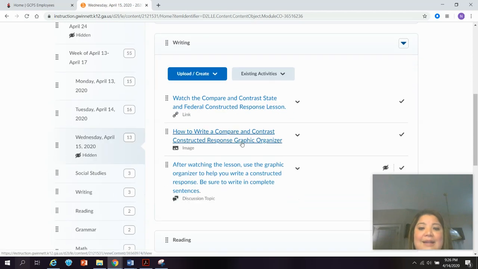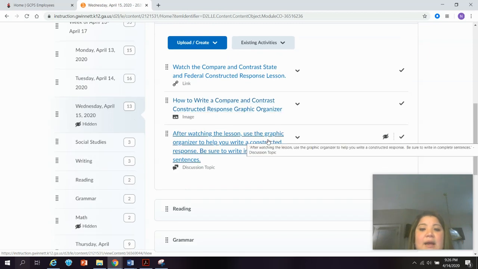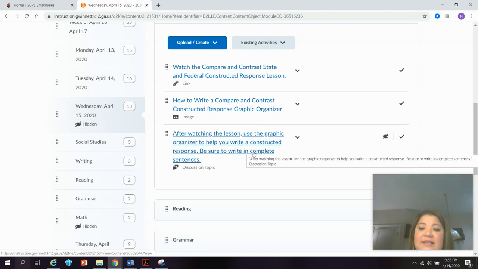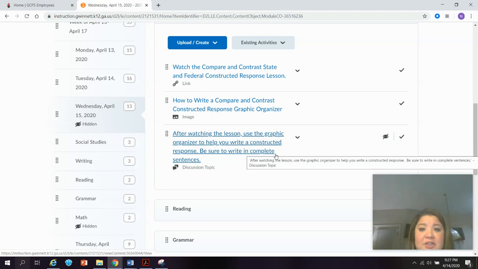Okay, here again is another copy of a graphic organizer you can use. It kind of shows you what to include in your constructed response. Remember, a constructed response is more than just one sentence. You have to have your introduction, you need to have a few sentences, and then your concluding sentence. After you're done with that, you're going to post your constructed response. So after watching the lesson, use that graphic organizer. There'll be directions there when you click on the discussion topic.